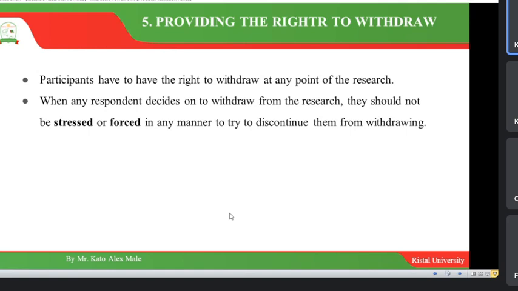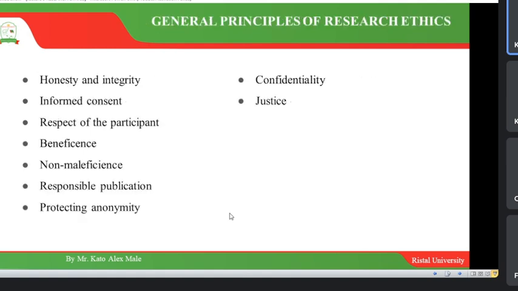So handle them well, and please, even if you're going to do something that might cause some pain, do it gently as a skilled health professional. You get it? Then the general principles of research ethics. These now are general principles. The other ones are very key principles.